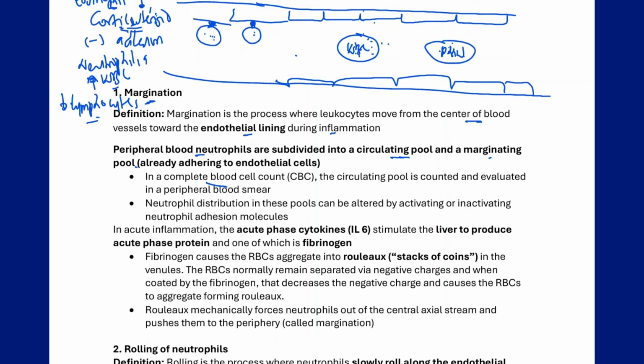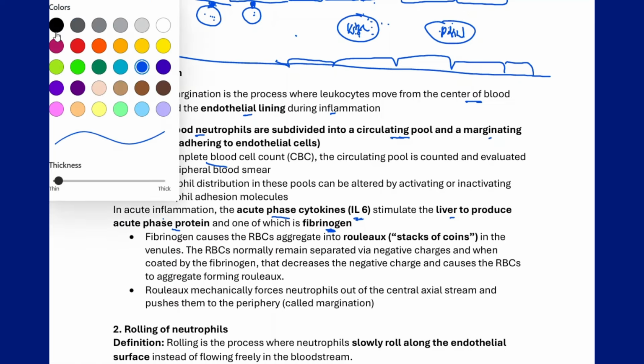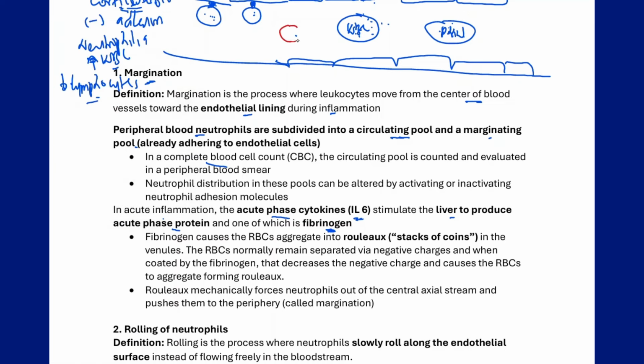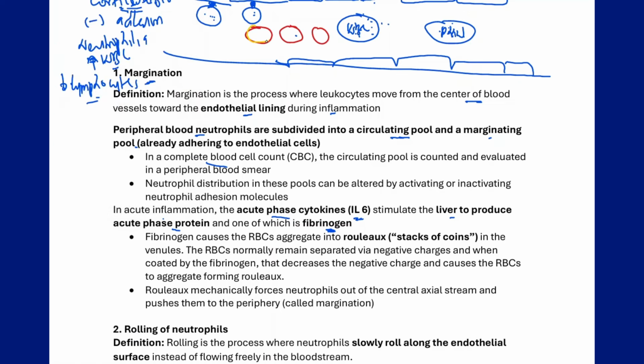So moving on. Now what's going to happen in this case? In acute inflammation, there's going to be release of what? Acute phase cytokines. Remember, we mentioned this earlier in the past. This acute phase cytokine, particularly interleukin-6, is going to stimulate the liver to make acute phase proteins. And one of those acute phase proteins is fibrinogen. This fibrinogen now is going to be coating the red blood cell. So we have our red blood cell inside the blood vessel, and those fibrinogen are going to be coating the what? They're going to be coating the red blood cell.